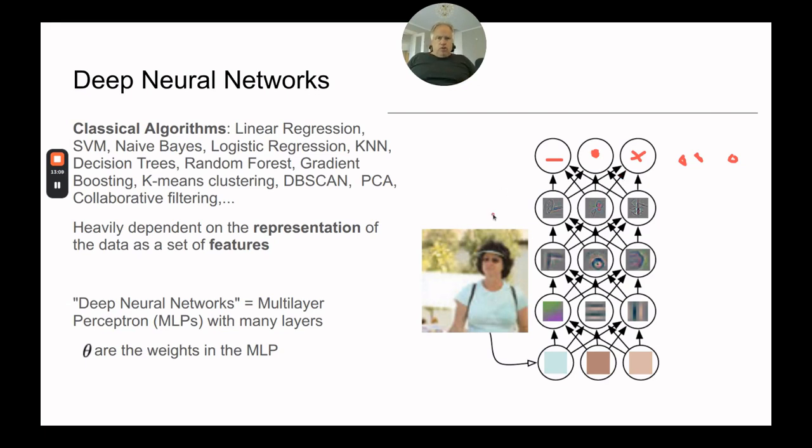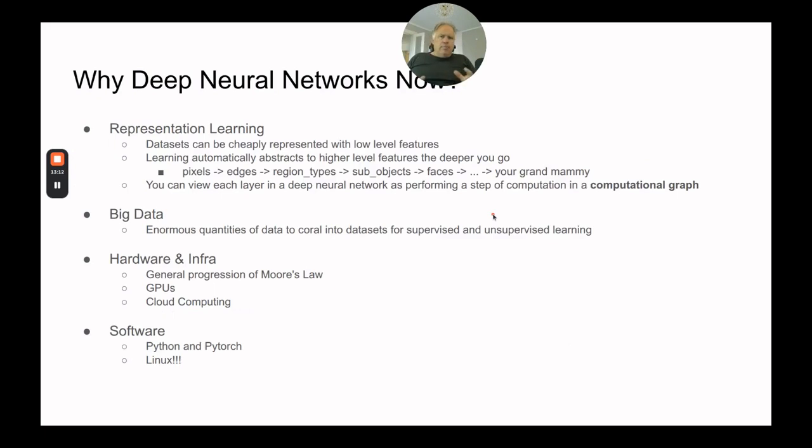All right, so let's move on a little bit. So why deep neural networks now? What's the big deal here? Well, with deep neural networks, I already talked about this representation learning. Data sets can be cheaply represented with low-level features. Learning automatically abstracts to higher-level features the deeper you go into the network, or into the computational graph. You can view each layer as performing a step in a computation of a computational graph.